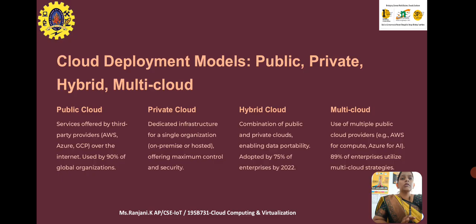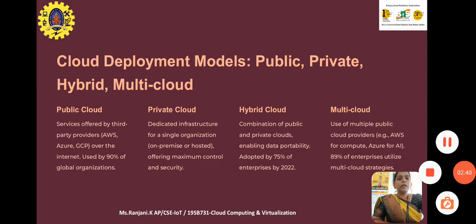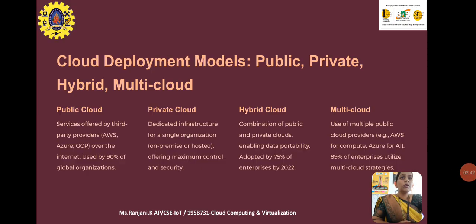Next, let us see the cloud deployment models: public, private, hybrid, and multi-cloud. The public cloud is services offered over the public internet by providers like AWS and Azure. A private cloud is cloud infrastructure operated solely for one organization, often on premises. A hybrid cloud combines public and private clouds, enabling data and application portability. And a community cloud is shared among several organizations with common concerns. This is the discussion about cloud deployment models.